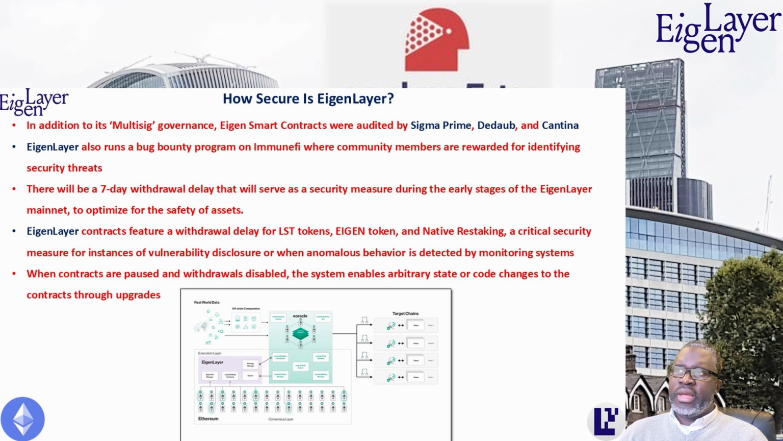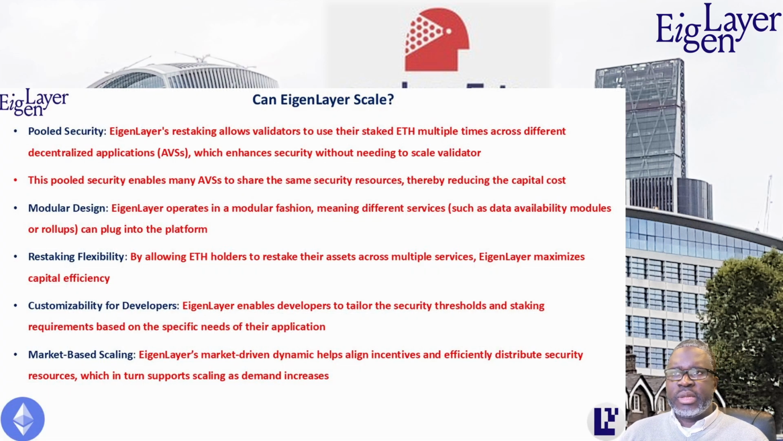Moving on to scaling. Yes, EigenLayer has significant scalability potential driven by its innovative restaking mechanism and modular architecture. Let's cover some of the areas that make EigenLayer such a scalable protocol. We've got pooled security. EigenLayer's restaking allows validators to use their staked ETH multiple times across different decentralized applications or AVS, which enhances security without needing to scale validator sets proportionally to each application. This pooled security enables many AVS to share the same security resources, reducing the capital cost and making it easier for new services to scale without bootstrapping their own security.